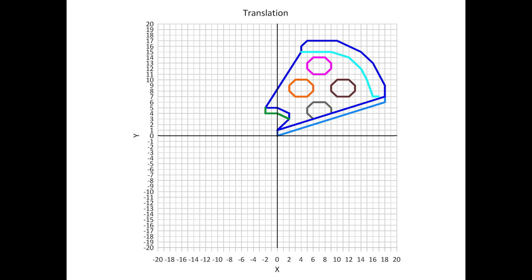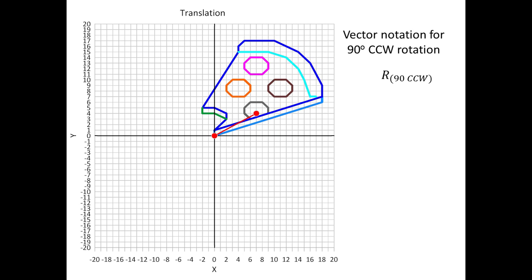Here is the figure that's been translated to the corner on the origin. The random point is again in the middle of the sausage on the edge there. We're going to look at the vector notation, which is the capital R. It can be 90 degrees counterclockwise with CCW for the abbreviation, or because it's positive, just 90 degrees in the subscript.